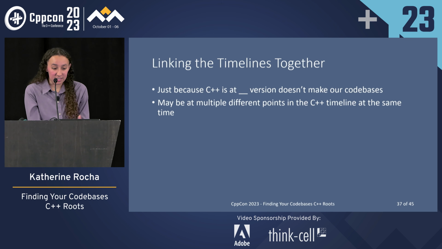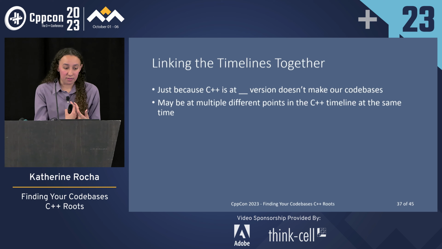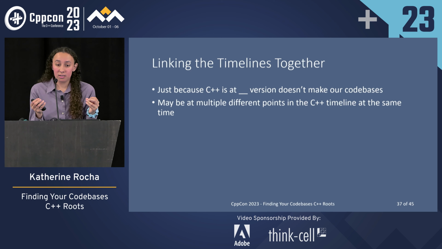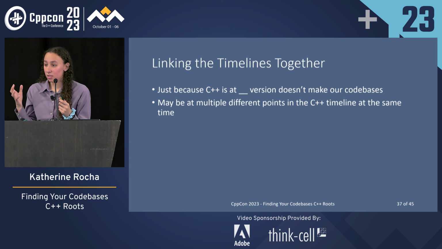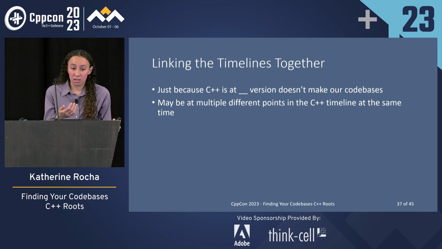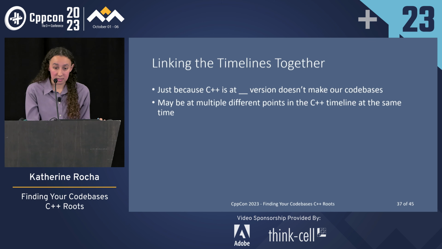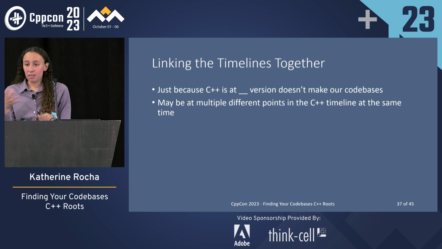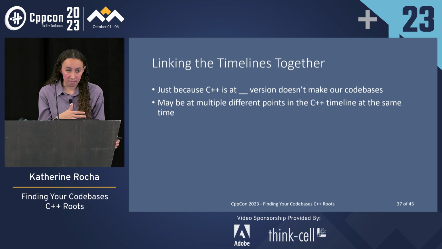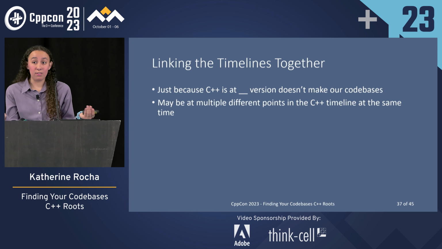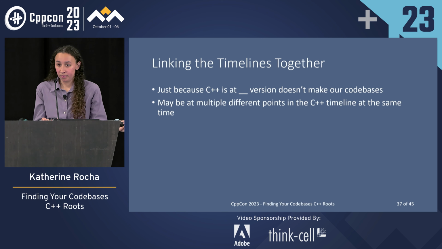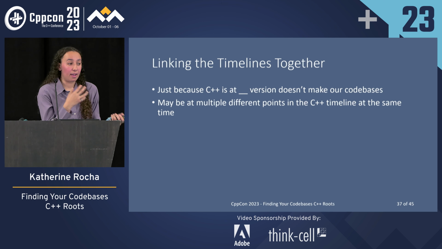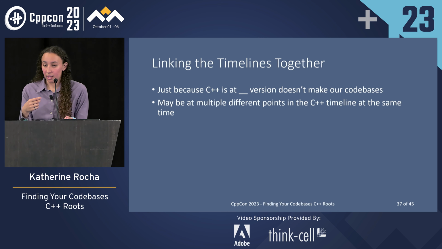So when we start to link all the timelines together, we run into this: just because C++ is at this version at this point in time doesn't make our code bases that version. Just because we're running C++17 doesn't mean that we're actually writing C++17. But at the same time, we can be at multiple different points at the same time. You can be running C++17 and have never written a smart pointer, and that's okay. Is that the best thing to do? Probably not. But that makes it really difficult when we're trying to look back at code and understand what's going on and how we're doing it.